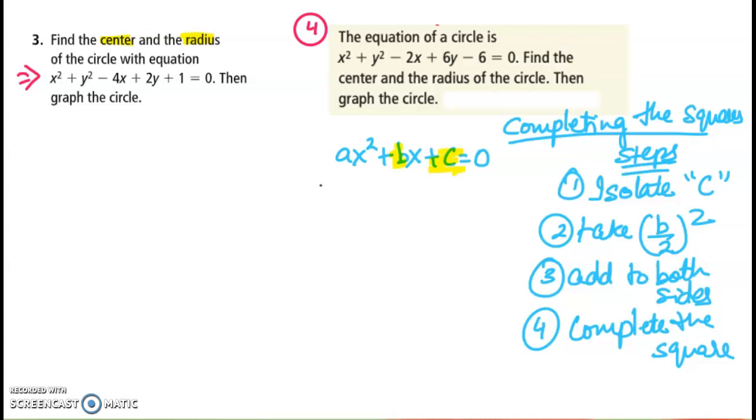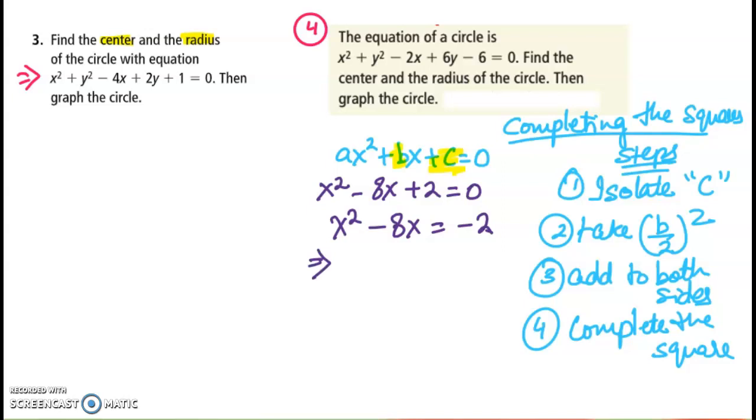For completing the square, let's take one example. x squared minus 8x plus 2 is equal to 0. I need to use completing the square to factor it completely. So my first step is isolate c. I will take c to the right hand side by subtracting 2 from both sides. So my equation would be x squared minus 8x is equal to negative 2. I subtracted 2 from both sides, right?